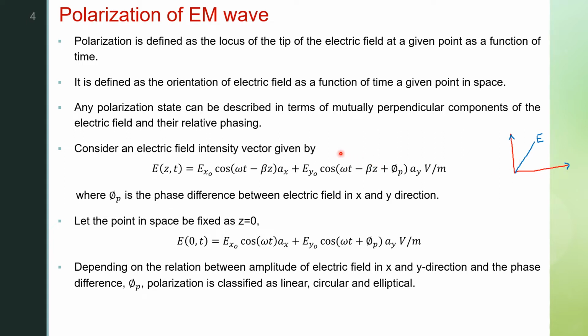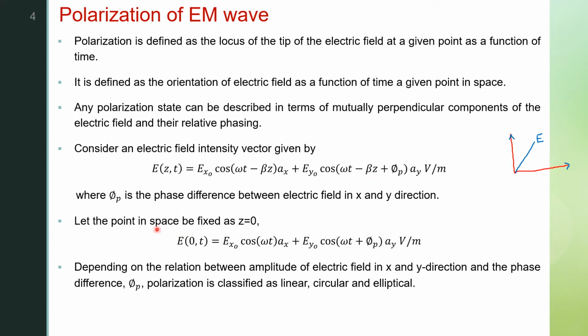So let's consider the electric field intensity vector. In terms of its mutually perpendicular components, it is given as E(z,t) equal to Ex0 cos(omega t minus beta z) Ax plus Ey0 cos(omega t minus beta z plus phi p) Ay volt per meter. Here phi p represents the phase difference between the electric field in the x and y directions. And we are assuming that the wave is propagating along the positive z direction. That is why we have this minus beta z in the electric field expression.